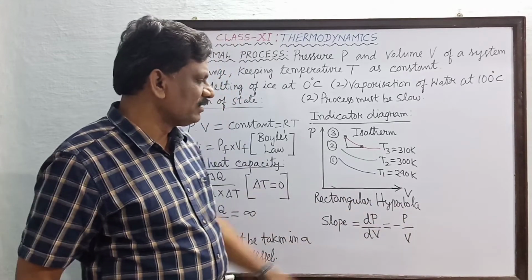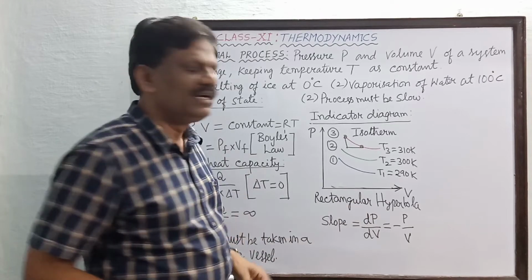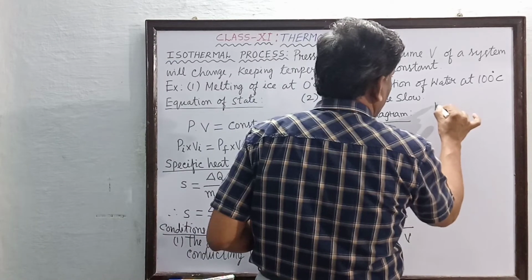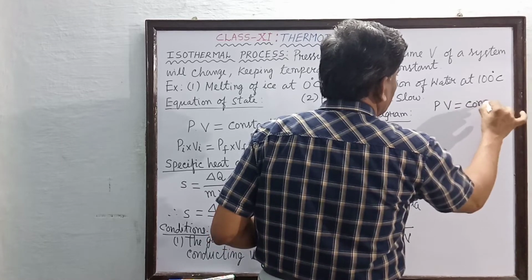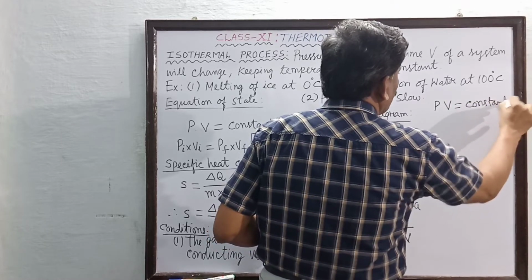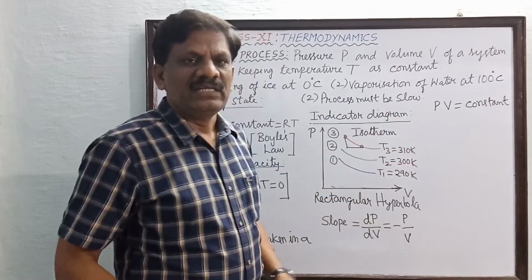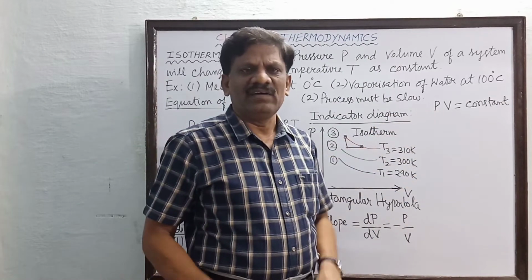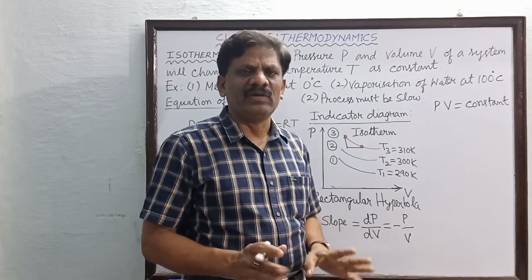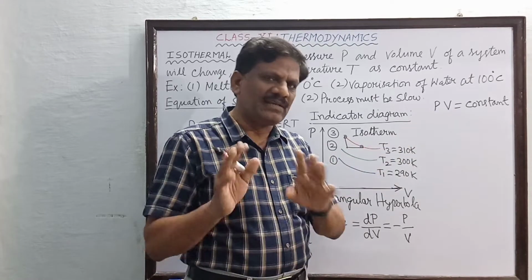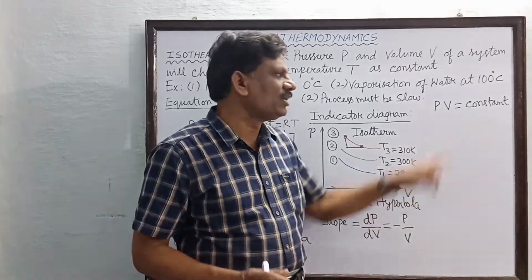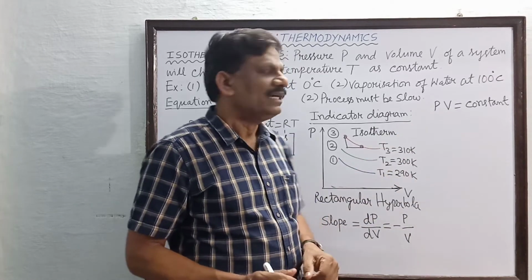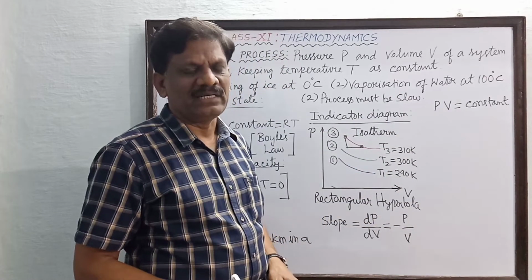So how did we get this equation, minus P by V? From the equation of state, P into V is equal to constant. Okay, PV is equal to constant. Now the pressure of the gas is changing. It is a variable. The volume of the gas is also changing. It is also a variable. Only temperature remains constant, is it not? There are two variables on the left hand side. The right hand side is a constant.